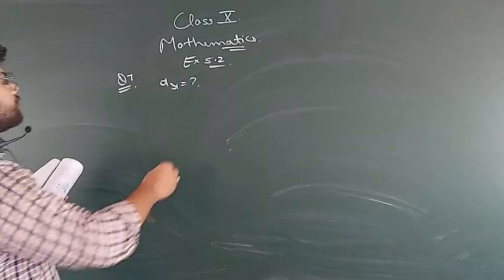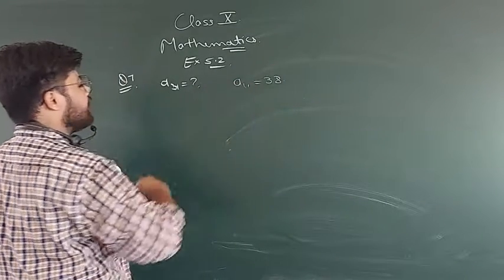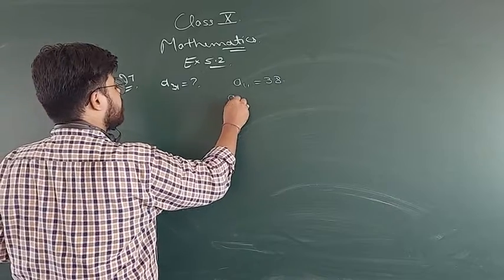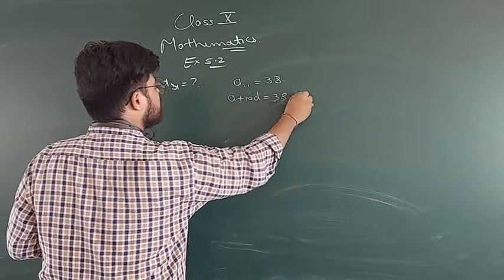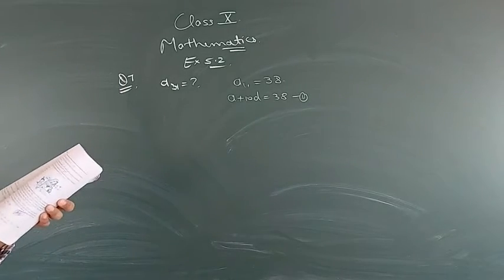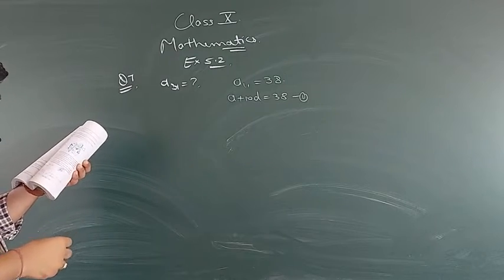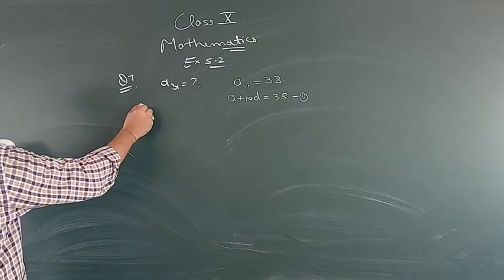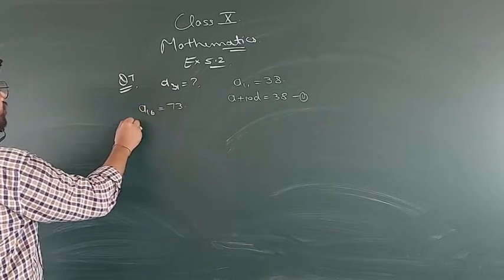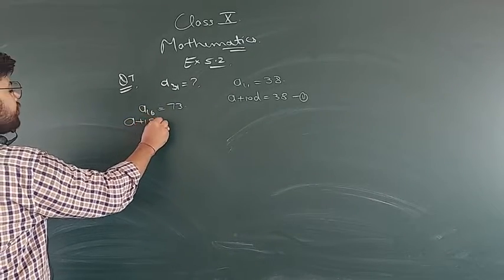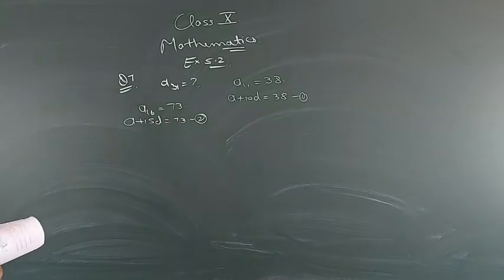Whose 11th term A11 is 38. A11 means what? It is A plus 10D is 38, and this is your equation 1. And the 16th term is 73, or we can write A plus 15D is equal to 73. This is equation number 2. Now solve equations 1 and 2.